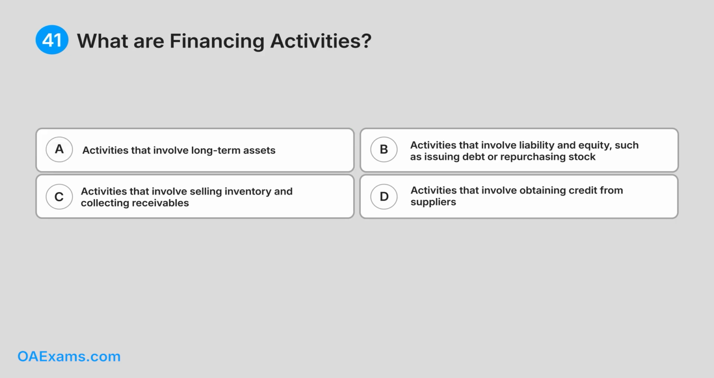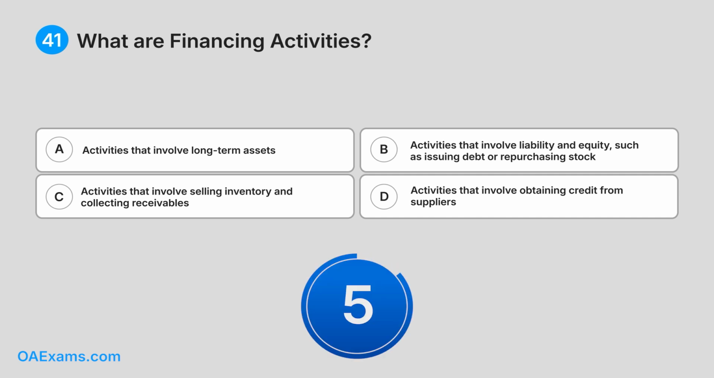41. What are financing activities? A. Activities that involve long-term assets. B. Activities that involve liability and equity, such as issuing debt or repurchasing stock. C. Activities that involve selling inventory and collecting receivables. D. Activities that involve obtaining credit from suppliers. Do you know the answer?